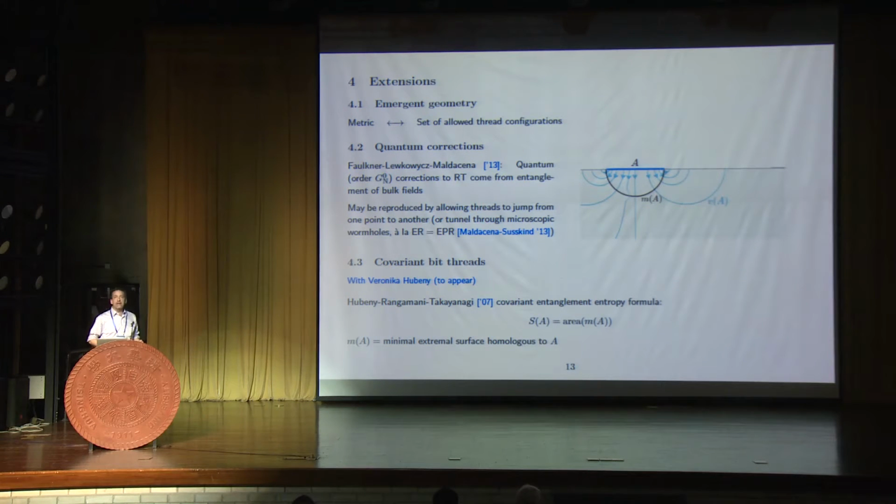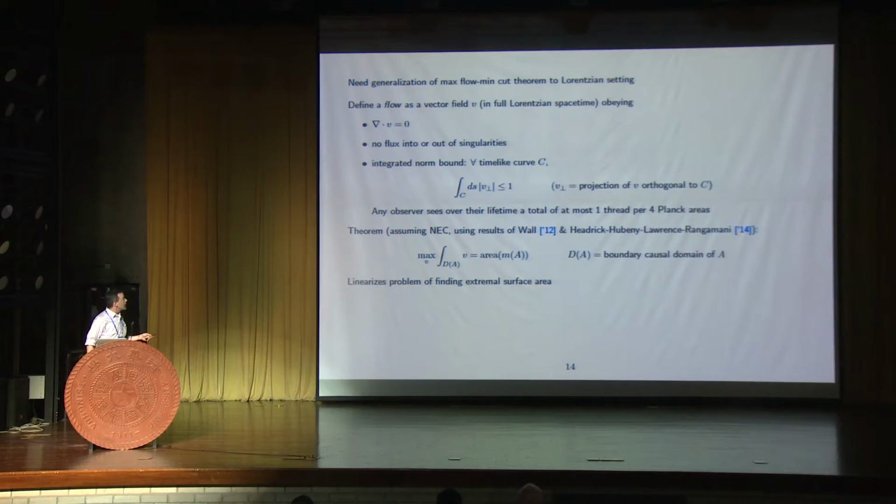And so what we need is a Lorentzian version of the max flow min cut theorem. This is not something you can just look up in some computer science textbook. And so we had to invent it. And it works out like this. It's very beautiful.